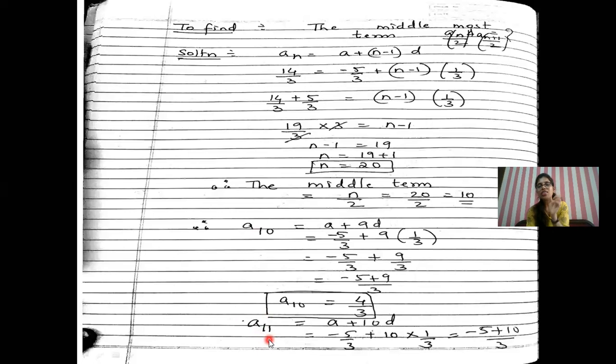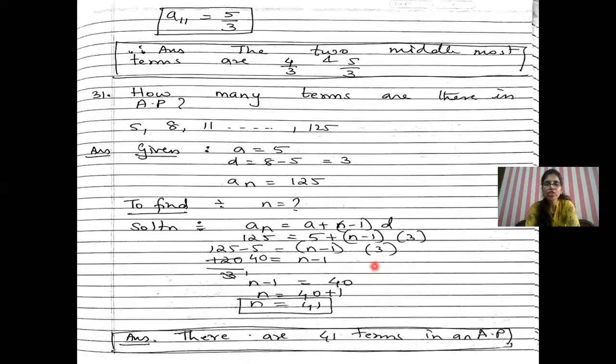Means the term which is there in the place of 10th term, means in the position when you're counting 1, 2, 3, 4, 10th position and 11th position. Which term is there in the series? That value you have to find, the two middlemost terms. So I hope it's clear. Now we go to the next question.